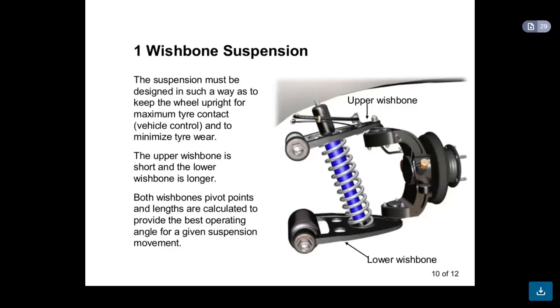The upper wishbone is short and the lower wishbone is long. Both wishbone pivot points and length are calculated to provide the best operating angle for a given suspension movement.